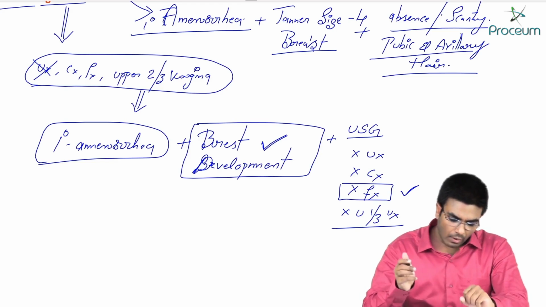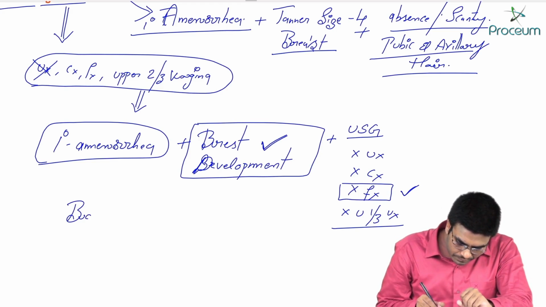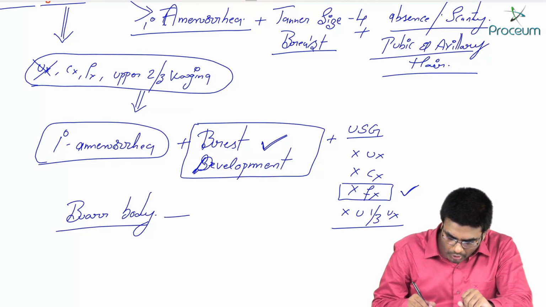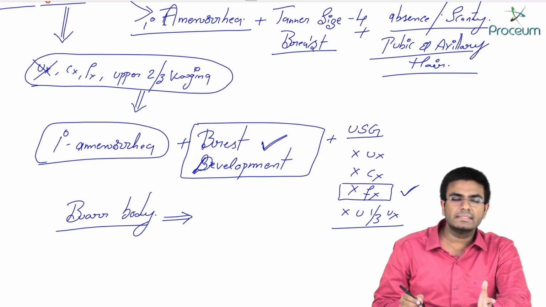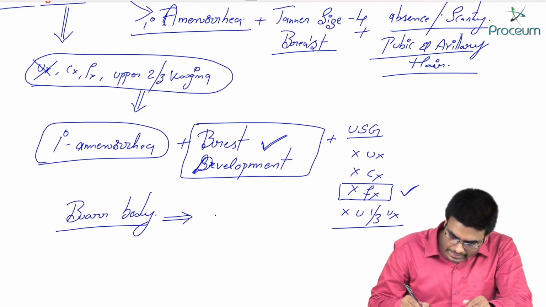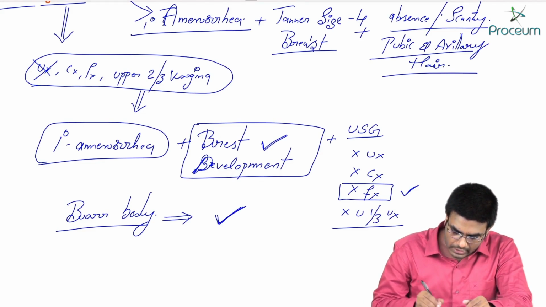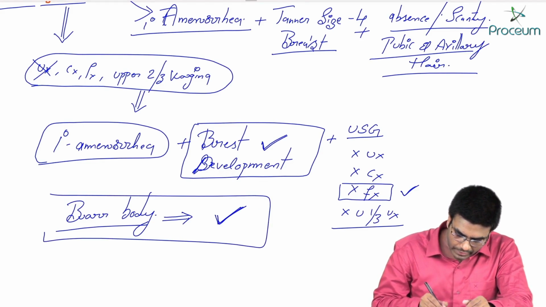Okay, guys. And what about the Barr body in this condition? Is it present or not? This is a perfect female. The only problem is the Mullerian ducts haven't formed. So the Barr body is present. There is no problem with the Barr body.